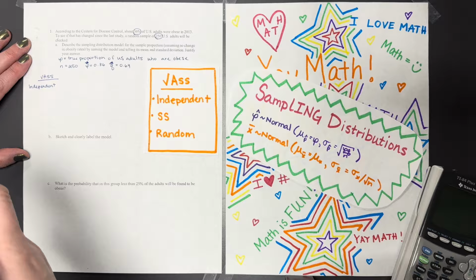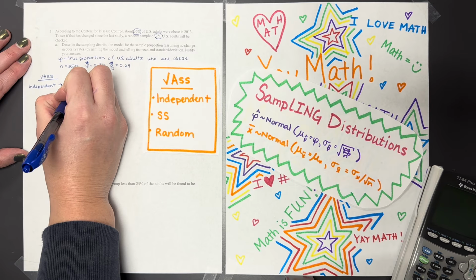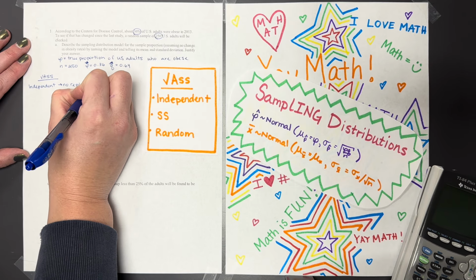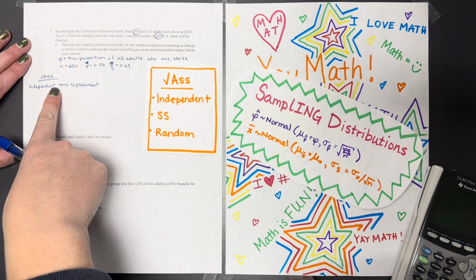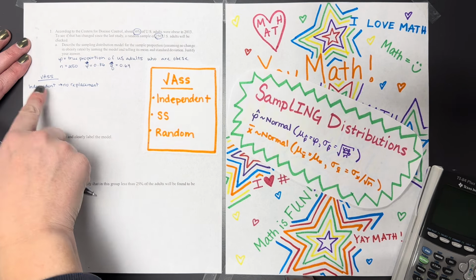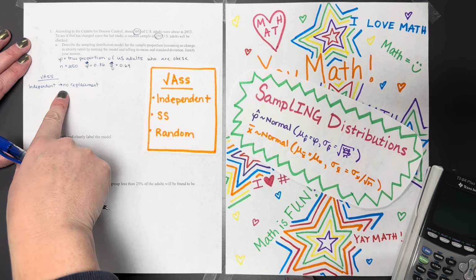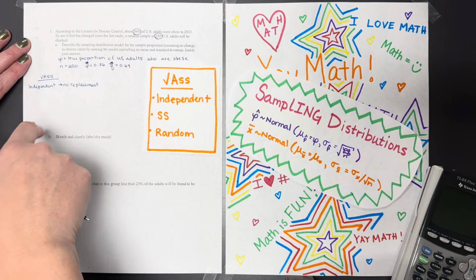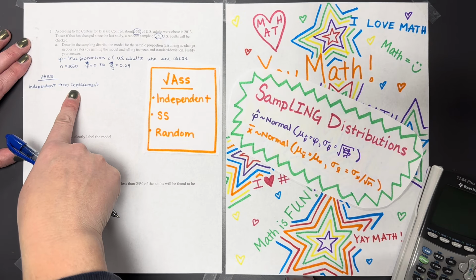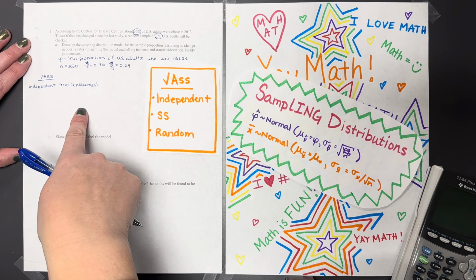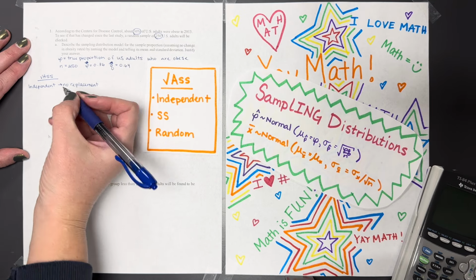I am sampling without replacement here. Because I am sampling without replacement, I am violating the independence rule. When I sample with replacement, independence is met, but when I sample without replacement, I violate independence. Fortunately, we have a rule that says if my sample is small relative to my population, I can proceed with the assumption of independence.